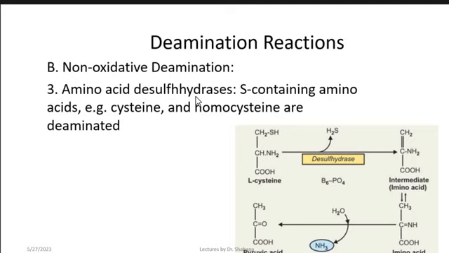amino acid desulfhydrases. It's deamination of sulfur-containing amino acids like cysteine and homocysteine. Here you can see that L-cysteine is degraded in the presence of vitamin B6, and here hydrogen sulfide is released. Intermediate amino acid will be formed, and this amino acid is further converted into another compound, that is the pyruvic acid, forming the ammonia.